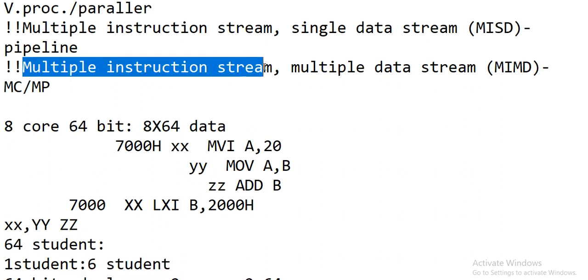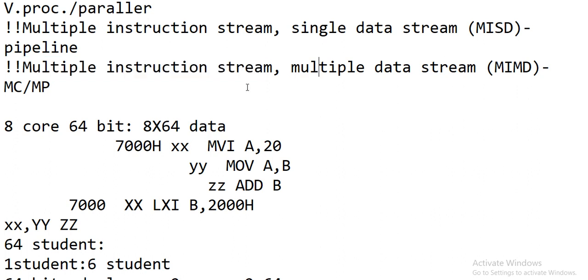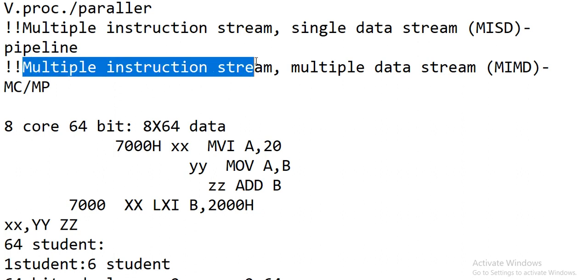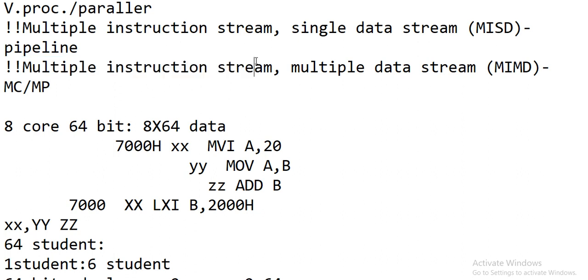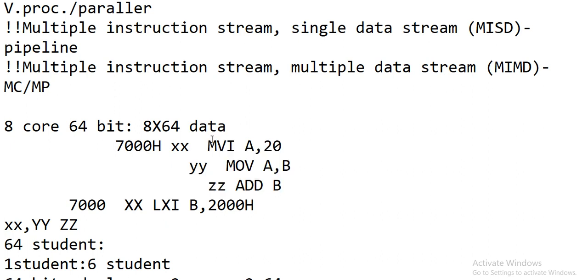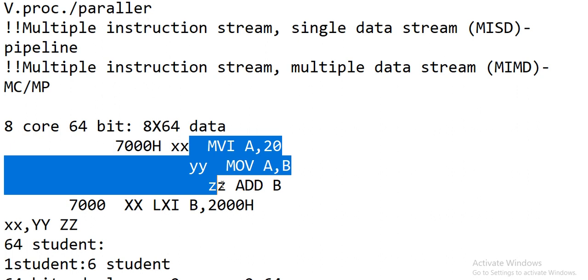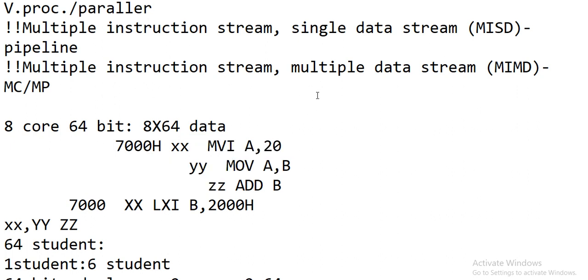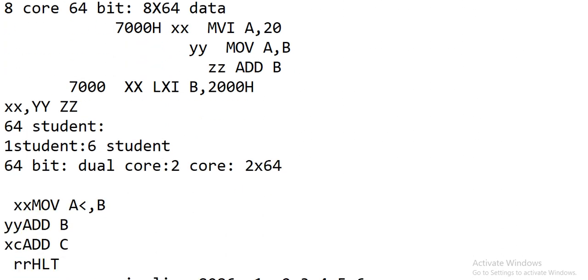Next, multiple instruction stream and multiple data stream. As we already know, when we are streaming multiple data at once, we say multiple data stream, and when we are fetching multiple instructions at once, we say multiple instruction stream. So here all these instructions are fetched at once, and all the data is fetched at once. That is called multiple instruction stream and multiple data stream. The example is the multiple processor, or we can say multi-core processor.